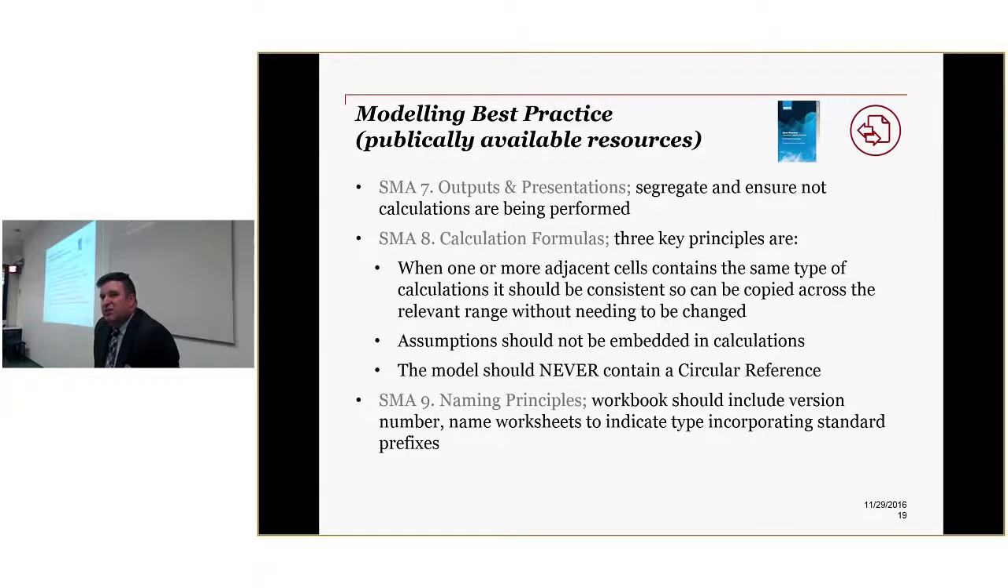Calculation formulas. The three key principles we really want to think about here: when one or more adjacent cells contains the same type of calculation, it should be copied across the relevant range without being changed. You should be able to write one formula at the start of the row and copy it the whole way across. A lot of what we do in reviewing formulas is done for that as well. And I'll show you some techniques around maths that help pull that out as well.